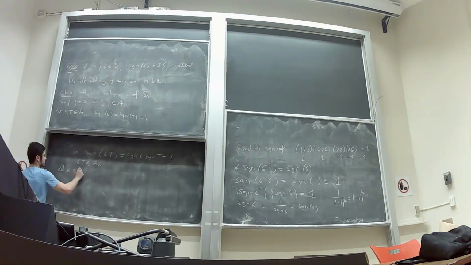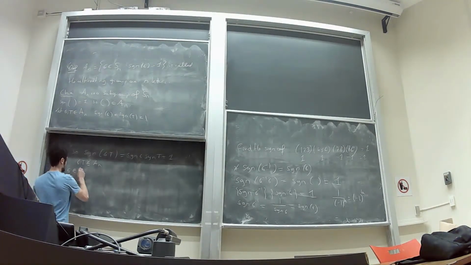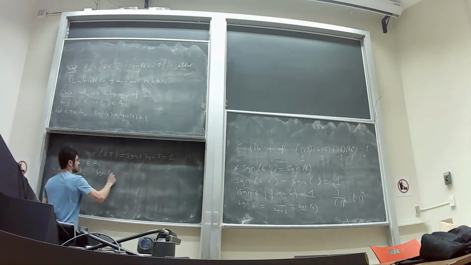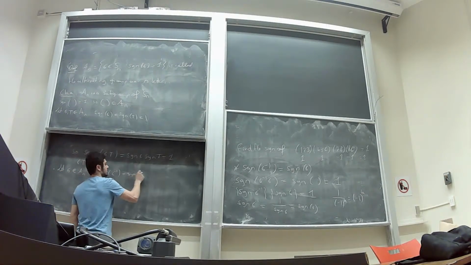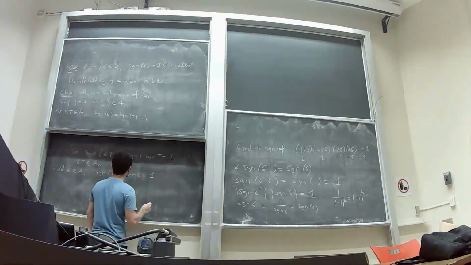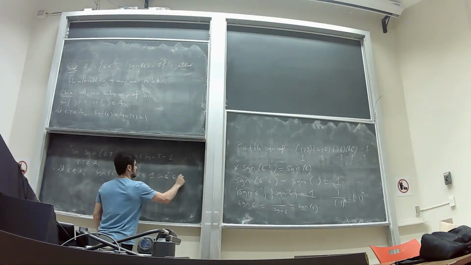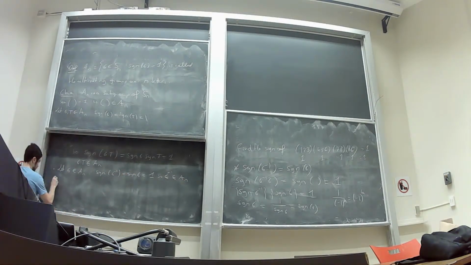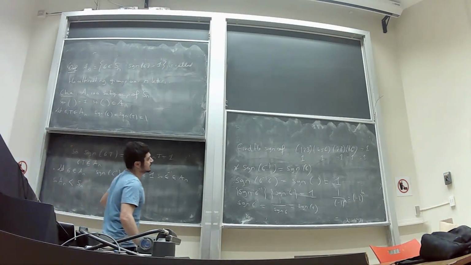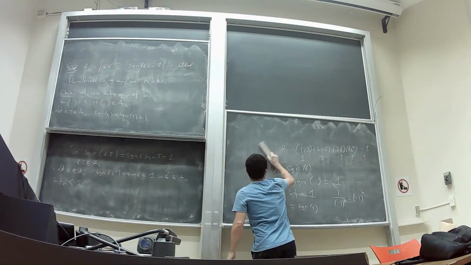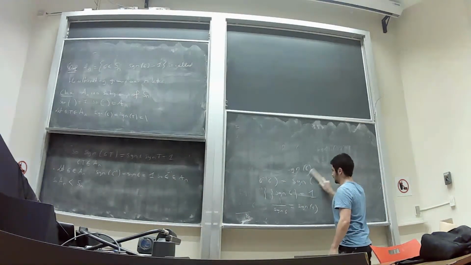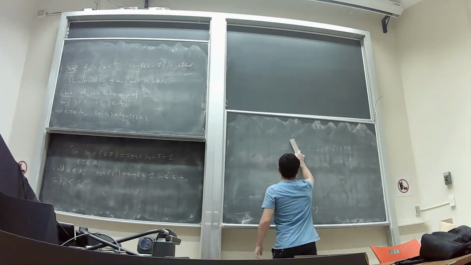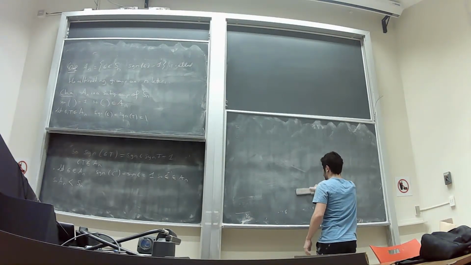Let sigma belong to A_n. We know that the sign of sigma inverse is equal to the sign of sigma, which is equal to 1. So sigma inverse is in A_n. So A_n is a subgroup of S_n. Okay. Now I claim that A_n has half of the elements of S_n, namely n factorial over 2.